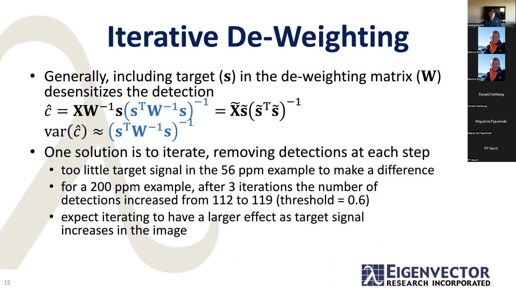I have a 200 ppm example I'll show here in a little bit. And in just three short iterations, I got a couple more detections. It wasn't a whole bunch, but it was a little bit more sensitive. And we really do expect that kind of an approach, the iteration approach, to make more of a difference when we have a much larger amount of target signal present.